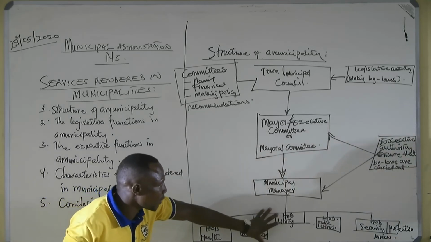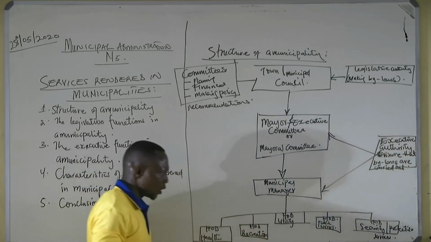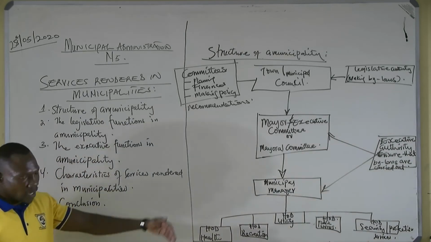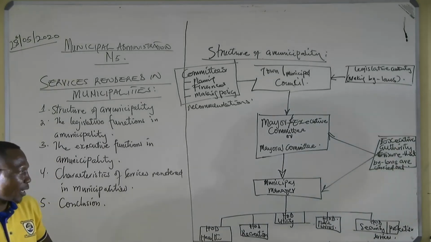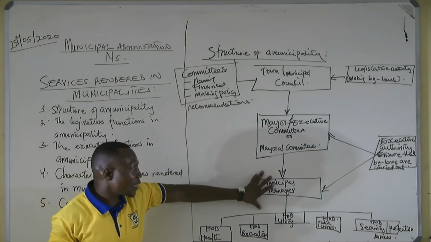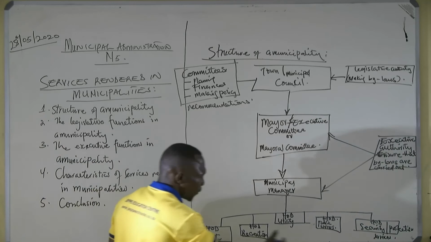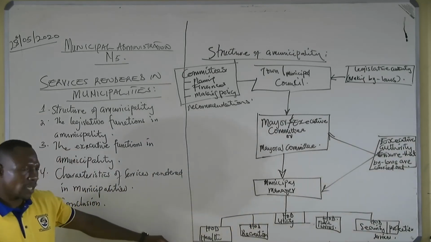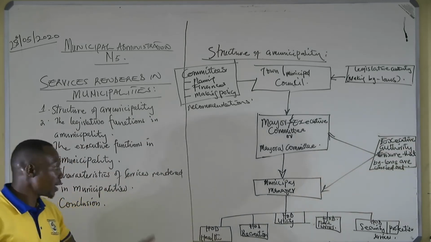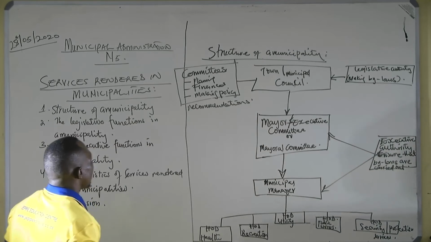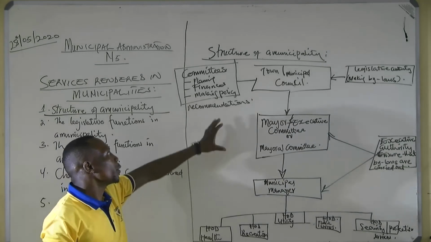Now, apart from these various departments which are directly supervised by the municipal manager, there are some other departments, and therefore there should be a very good relationship between the municipal manager together with his committee and also the public. That's why we have, apart from these departments, several other departments, for example, the Department of Human Resource, and also the Department of Public Relations, and so many others.